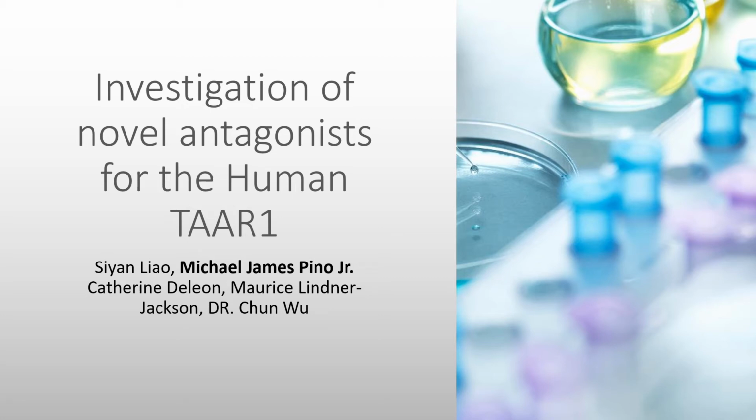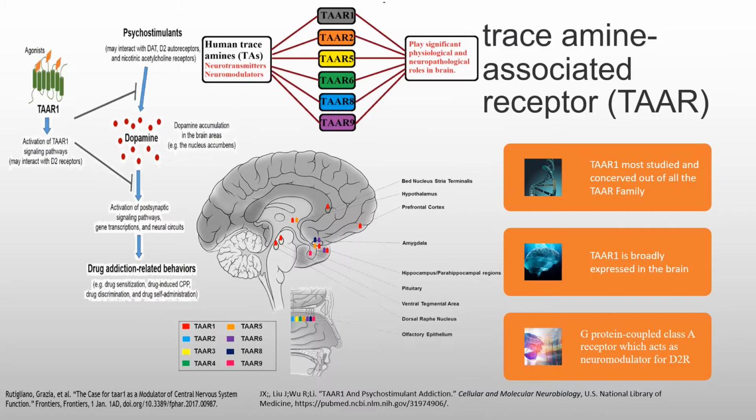I'm going to be presenting the investigation of novel antagonists for the Human Taar1 project. As we know, there are 6 different trace amine associated receptors within the human body that play significant physiological and neuropathological roles within the brain. We're going to concentrate on the Taar1, which is the most studied and conserved out of all the Taar family.